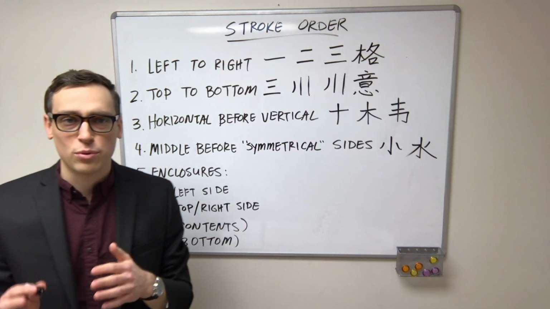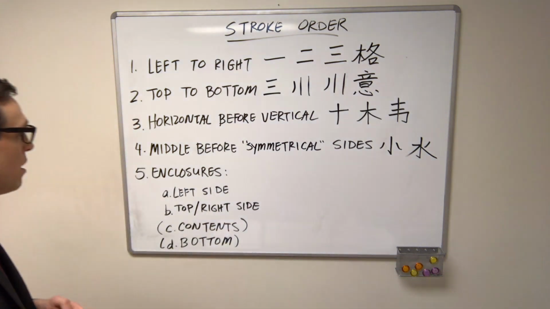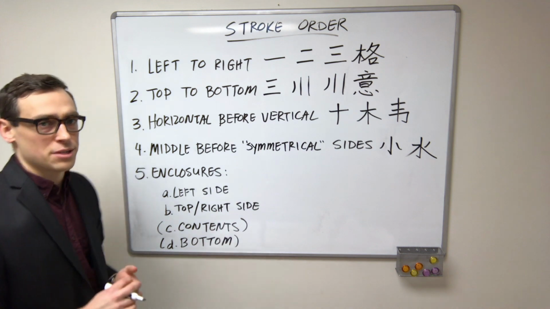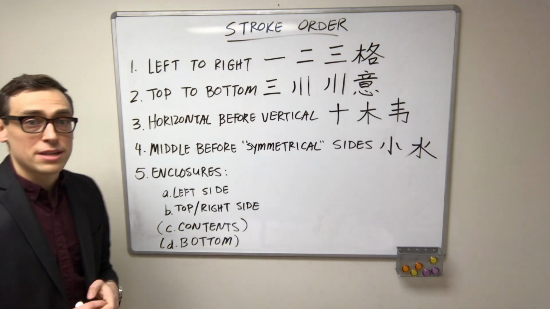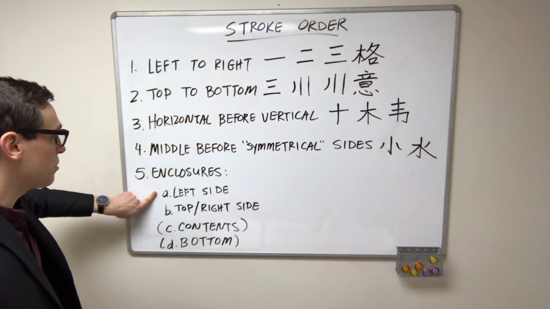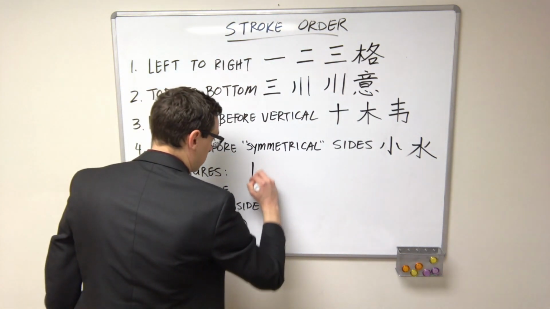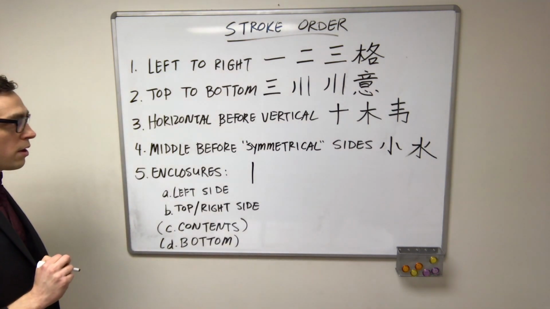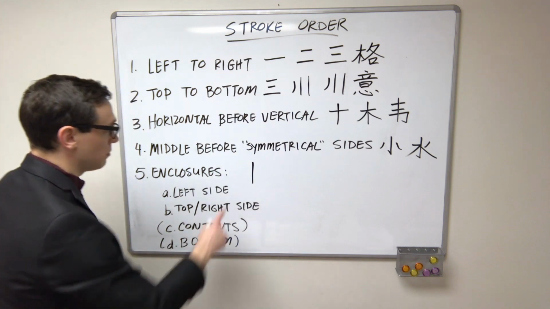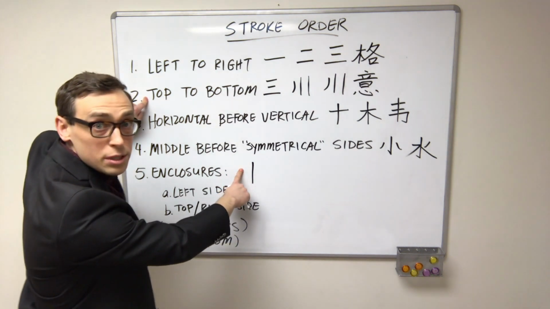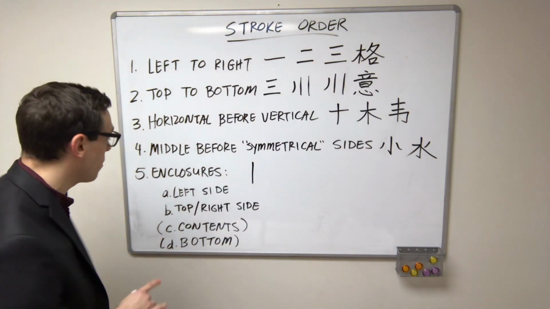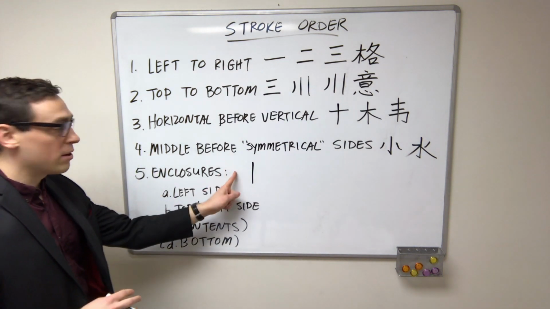Next, and this is kind of the most complicated. I kind of took a couple rules and put them together here. Enclosures. You'll see lots of boxes, enclosures in Chinese characters. Here is the rule. Number one, when we make an enclosure, we do the left side. Does it go top to bottom or bottom to top? Correct. You should be referring to these previous guidelines if you're not sure which way you should be going. 好. So we have our left side.